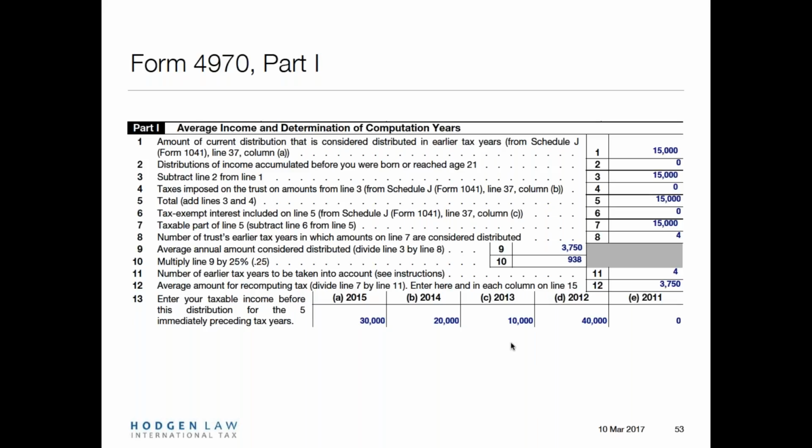And the critical thing that you're going to watch for is line 11, the number of earlier tax years to be taken into account. The meta thing going on here is the IRS is asking, what are all the earlier years of this foreign trust where there is undistributed net income? So in our case, since the earliest in time is when the trust was formed, I'm putting in 4 there, just for kicks. And also not just for kicks.